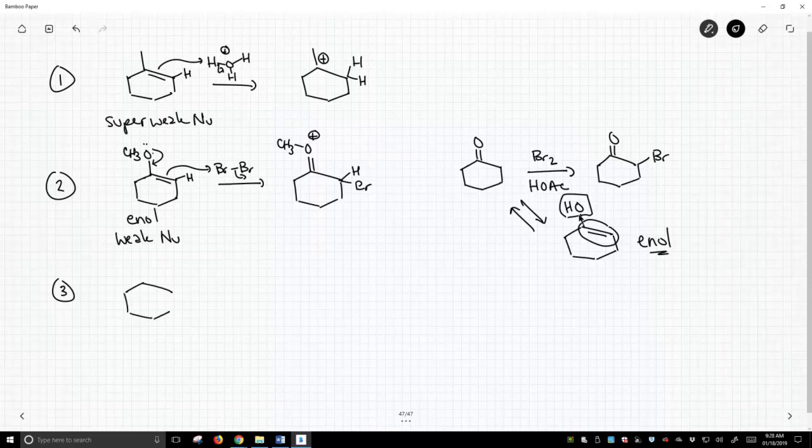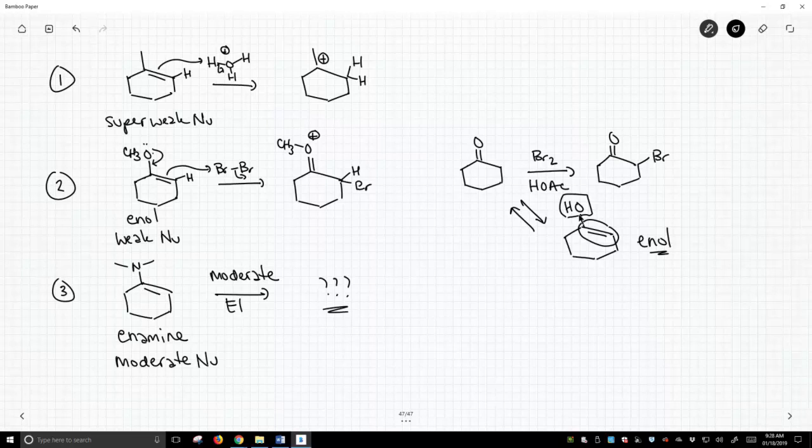Now let's go one step further. Now let's look at this kind of alkene. This is an enamine, which we have recently learned about. And it is, let's call it, a moderate nucleophile. Because the enamine is a moderate nucleophile, we can have moderate to weak electrophiles react with the enamine, and we can actually access a lot of different products from this reaction. And so we are going to learn about these reactions, but first we need to understand why the enamine is more reactive.